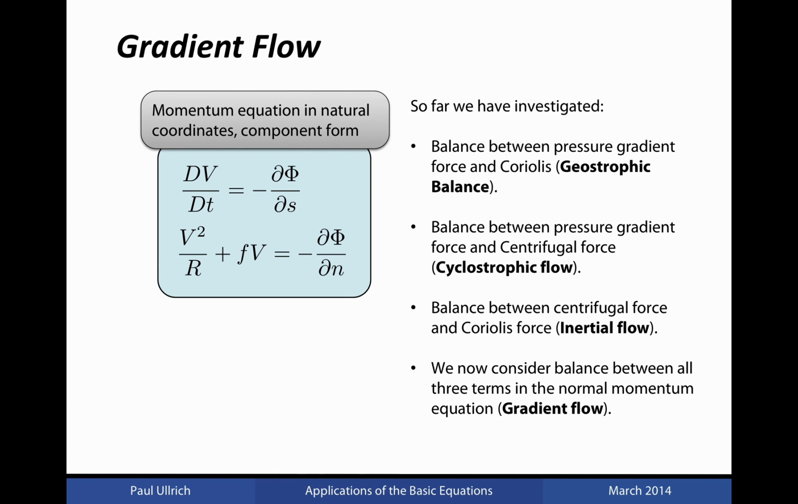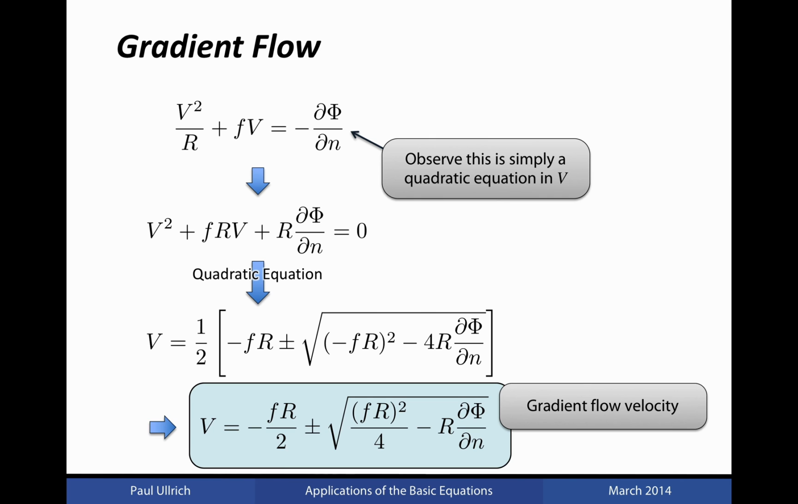Let us now consider the general case of gradient flow, which incorporates all three terms in the force-balance relationship derived using natural coordinates. So far we've considered geostrophic balance, which is Coriolis and pressure gradient, cyclostrophic flow, which is pressure gradient and centrifugal, and inertial flow, which incorporates centrifugal and Coriolis. The three terms are often present within nature, and so we're interested also in the case where all three terms are relevant towards determining the flow direction.